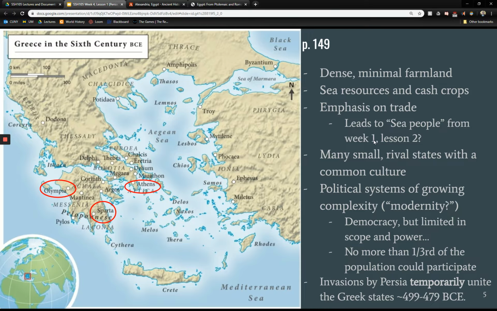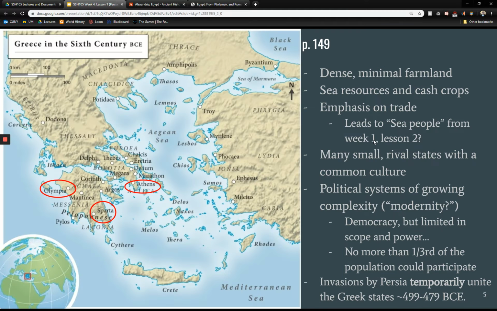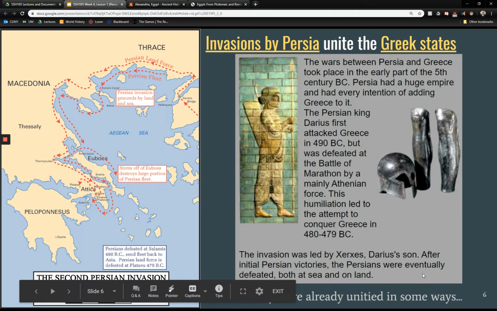But so ironically, one of the things that probably facilitates the Greek Empire after the Persian Empire is this long-standing rivalry with the Persian Empire that eventually leads to Alexander the Great's attacks and conquest of the Persian Empire. So once again, the invasions by Persia unite the Greek states. And here we have what's called the second Persian invasion, one of the largest invasions of the Greek states by the Persians from 480 to 479. So this is right in the middle, towards the end of this period of unity and early unity in Greece.